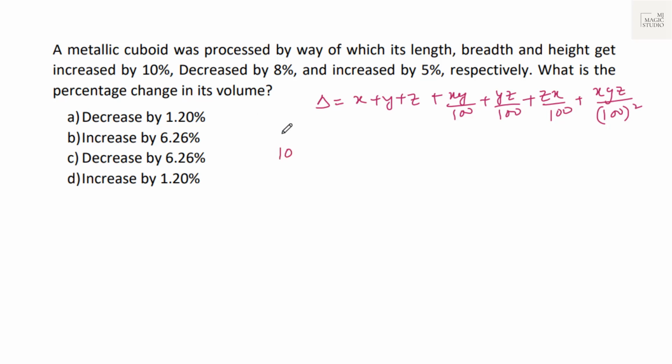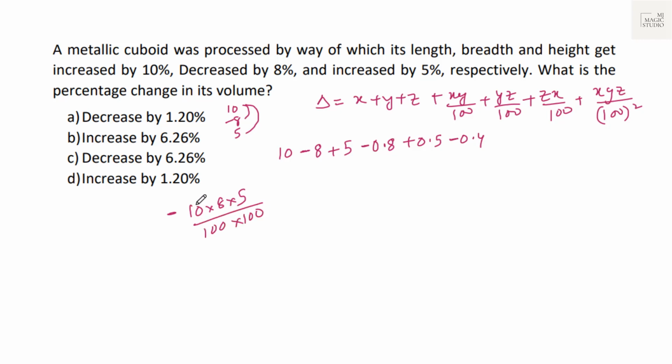X is increased by 10%, that means 10. Y is decreased by 8%, minus 8. And Z is increased by 5. So we have 10, minus 8 and 5. 10 into minus 8, minus 80 by 100, minus 0.8. 10 into 5, 50 by 100, that is plus 0.5. Minus 8 into 5 is minus 40, minus 0.4. And then 10 into minus 8 into 5 by 100 into 100.